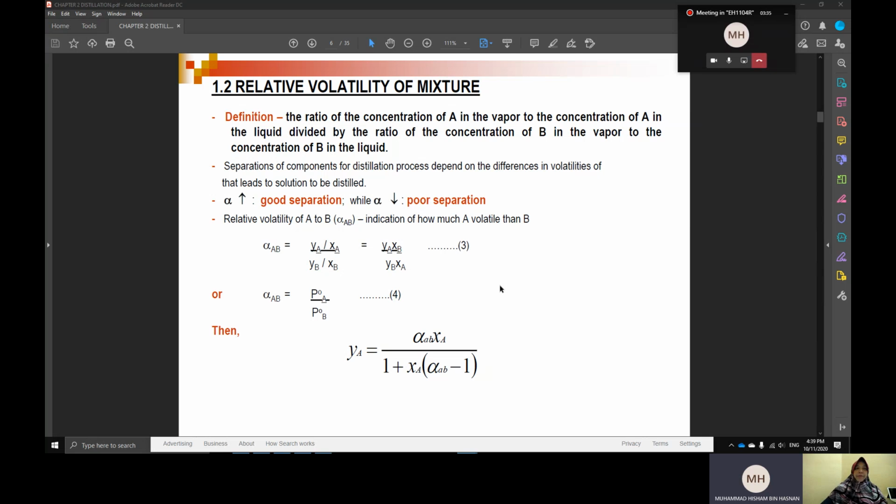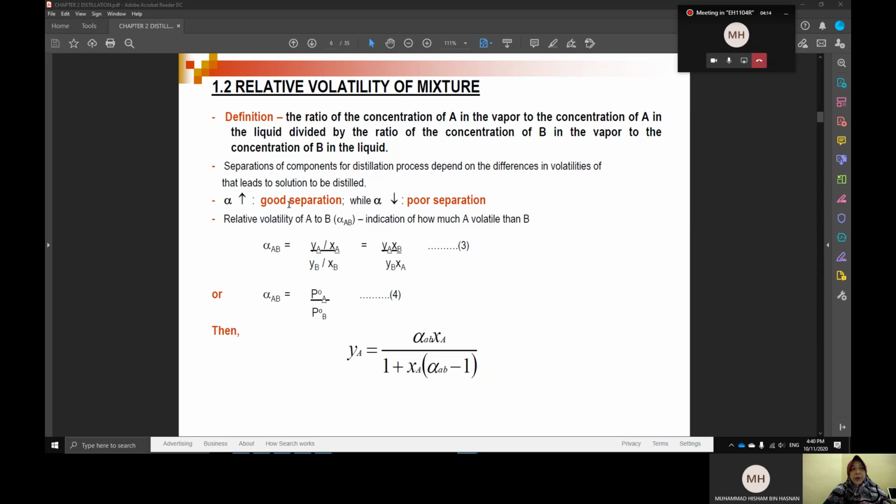All right. So the symbol for relative volatility is given by alpha. So you want to know whether it is good: the value of alpha must be greater. When the value of alpha that you calculate is a lesser value, it represents poor separation. Poor separation doesn't mean that separation cannot occur. Okay, so it depends.